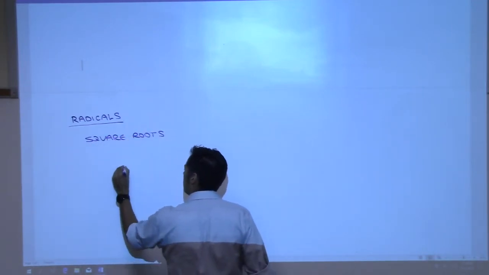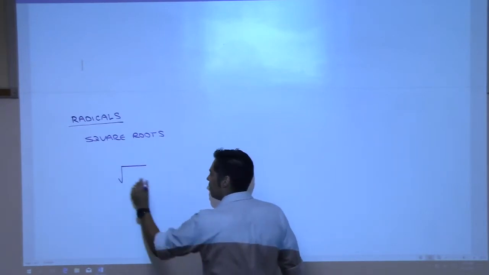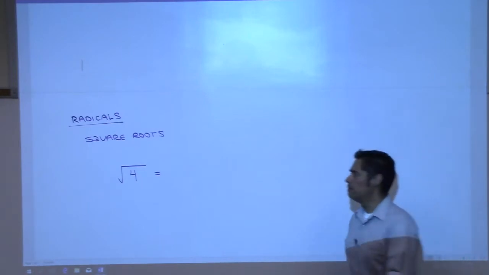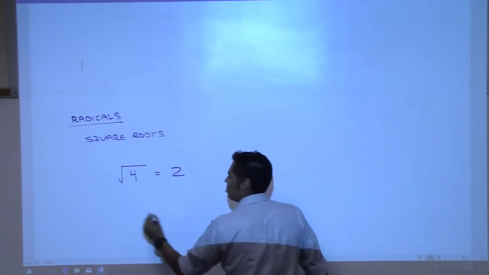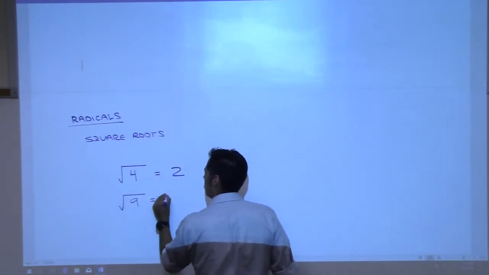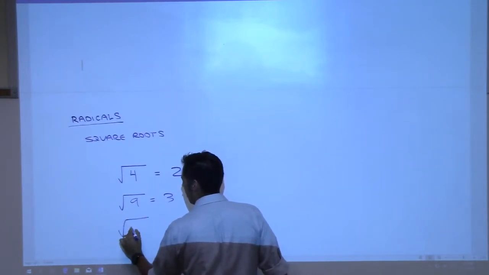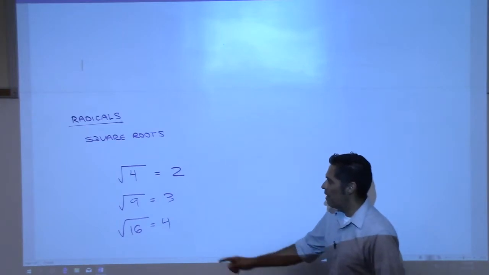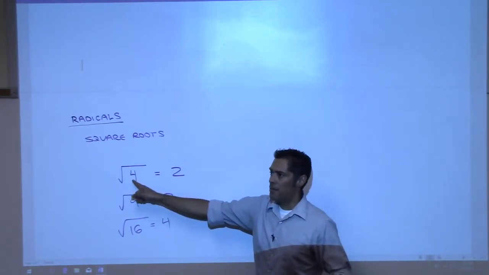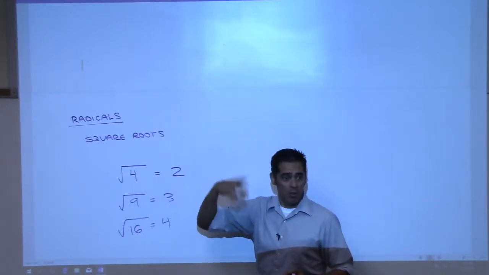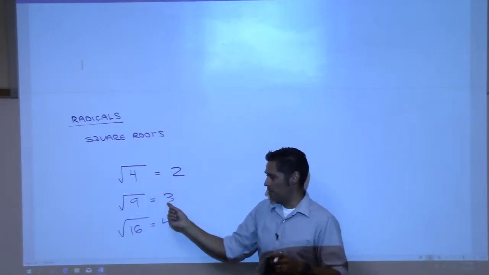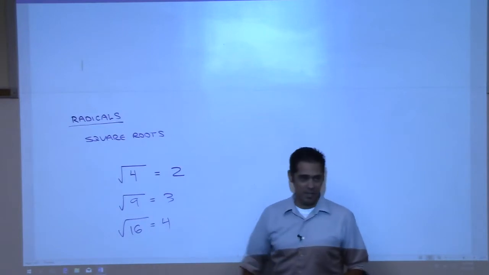So if I put this symbol, that's the square root symbol, and I put 4, what is that equal to? 2. Square root of 9 is 3. Square root of 16 is 4. So all it's asking you is to figure out whatever number's under here. You say, okay, what number when I square it would give me this? So 2, if I square that, I get 4. 3, if I square that, I get 9, right? 4, if I square it, I get 16. Make sense?